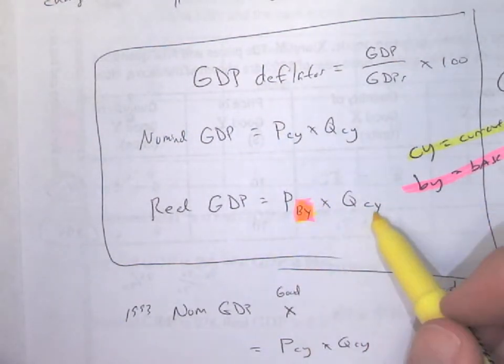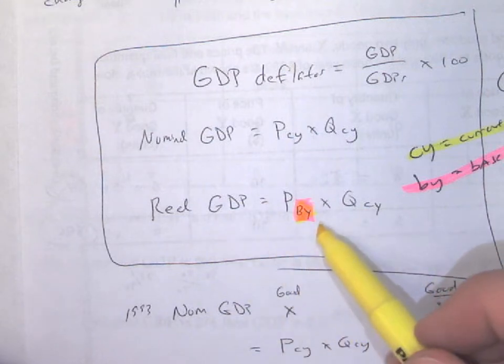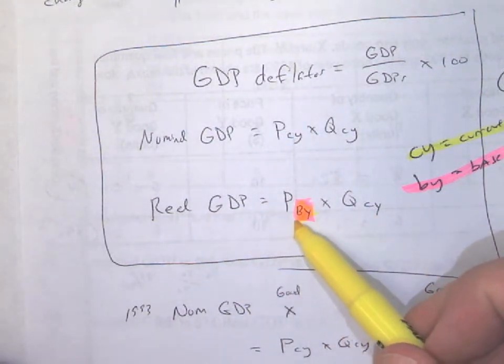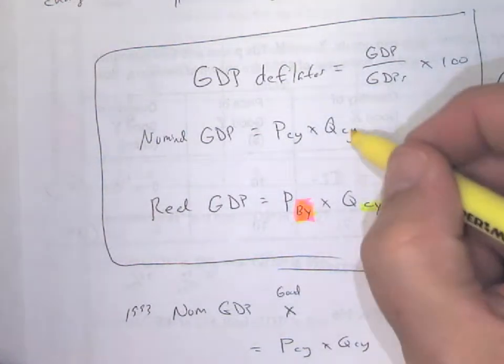So we have base year times current year. That's where I told you to do old price times new quantity. Well, that can be confusing, so let's go with real GDP equals the price of the base year times the quantity of the current year.